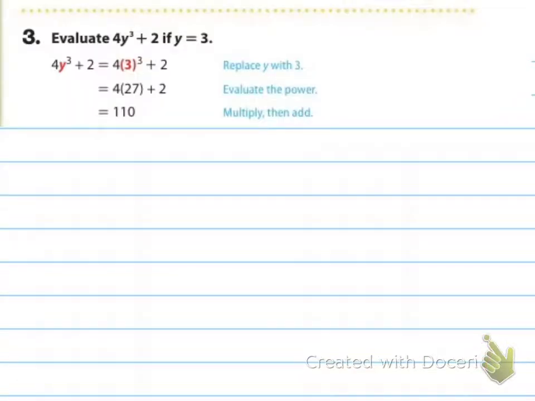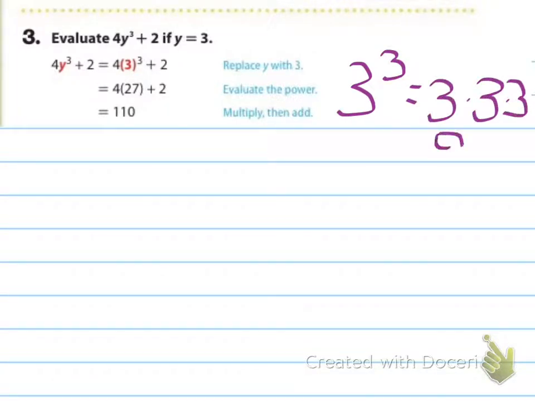Example number 3 uses exponents here. So we've got evaluate 4y to the third power plus 2 if y equals 3. So we're going to do 4 times 3 to the third power plus 2. And remember that 3 to the third power equals 3 times 3 times 3. So that's going to be 9 times 3, which is 27.